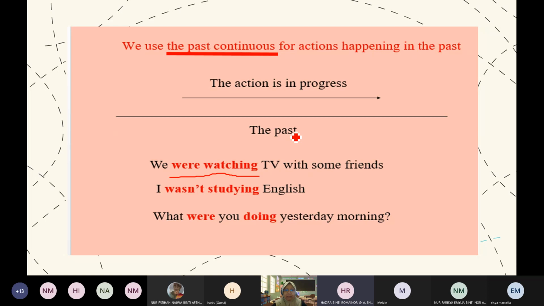If let's say there is time expression, you have to change to past tense only without were or was and ing. Okay, same goes with sentence number 2. I wasn't studying English. Okay, it refers to you did not study English at all, tapi dia tak letak pun time expression. So you use past continuous tense. What were you doing yesterday morning? Okay, this one is you were asking that particular person, what did they do yesterday? Okay, next slide.